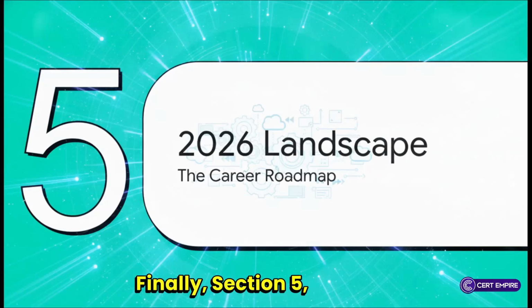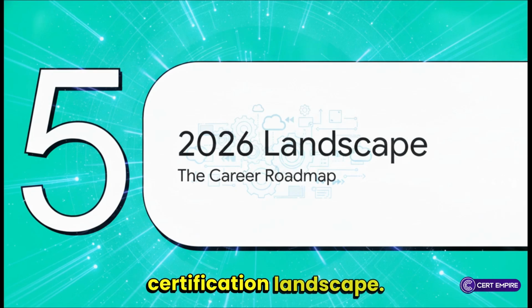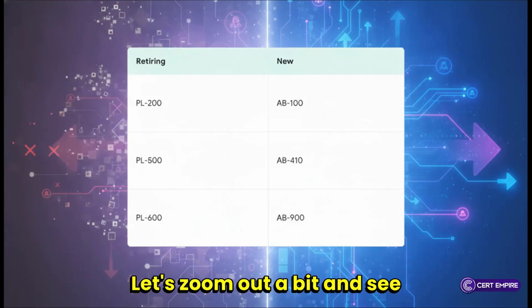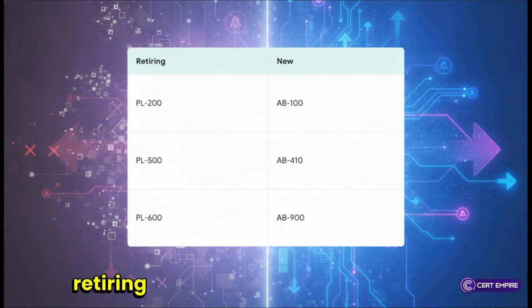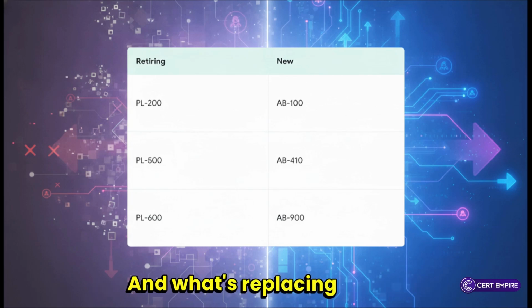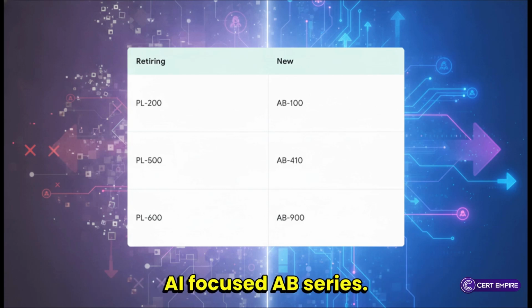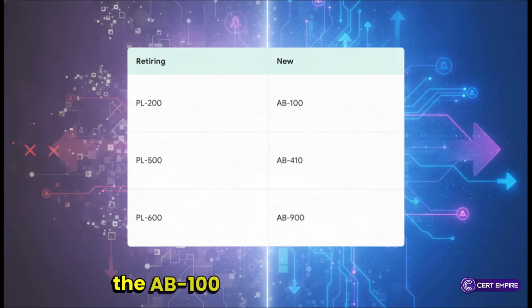Finally, Section 5, the 2026 certification landscape. Let's zoom out a bit and see how this all fits into the bigger picture of the future. In 2026, Microsoft is actually retiring the PL-200, PL-500, and PL-600. So those classic Power Platform-specific roles are being phased out. And what's replacing them? The brand new, highly anticipated AI-focused AB series. We're talking credentials like the AB-100 Agentic AI Business Solutions Architect and the AB-410 AI Agent Builder.